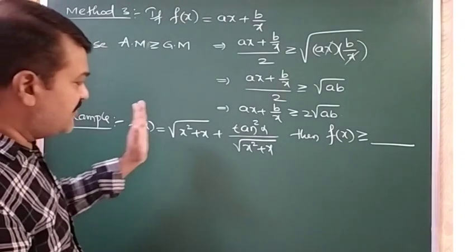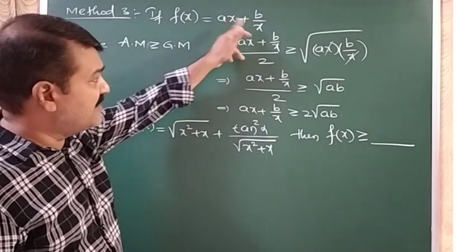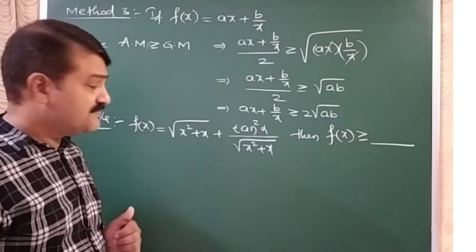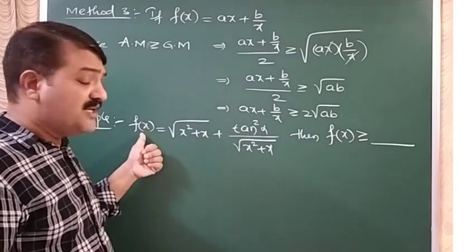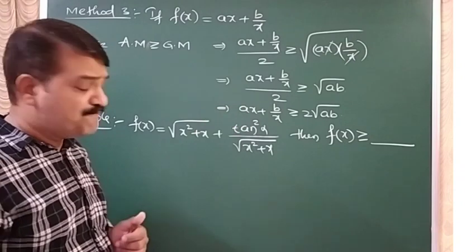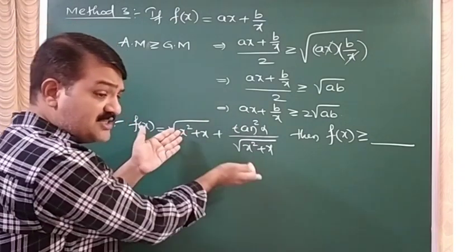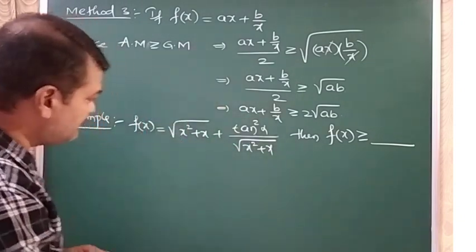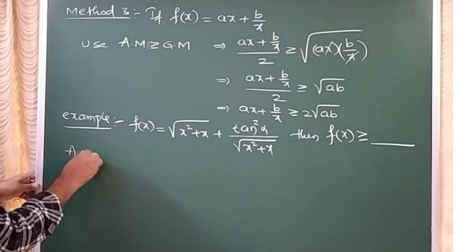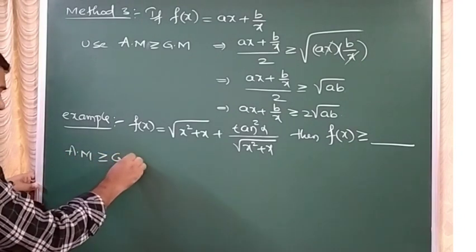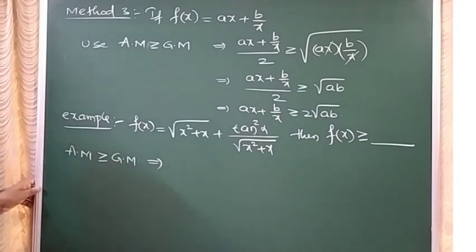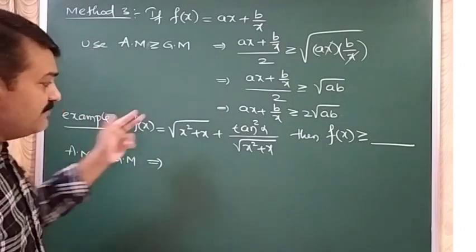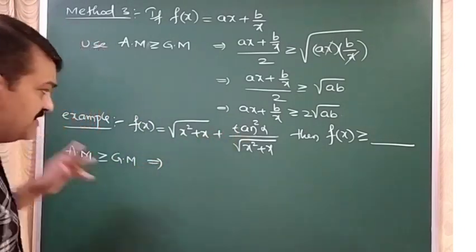Just observe the function. First term, second term, are they in the form of reciprocal terms? Yes. X is the variable here. Tan square alpha is constant only. So these are the variable terms. They are reciprocal to each other. So we can use this condition. We can use the condition AM greater than or equal to GM. And we have only two terms here, remember.